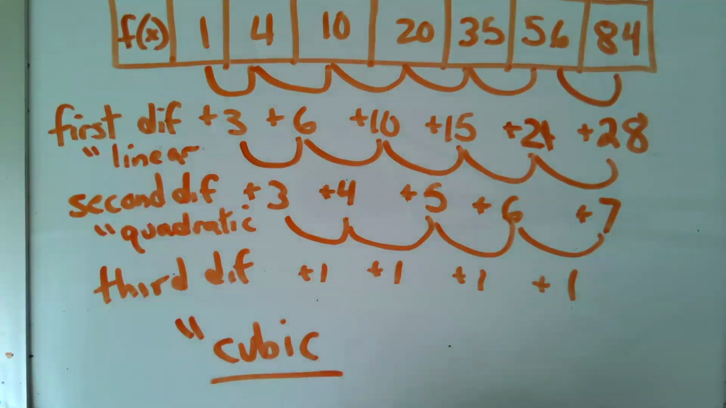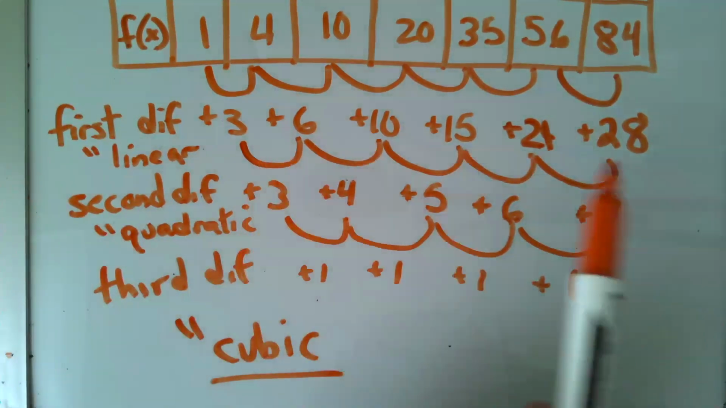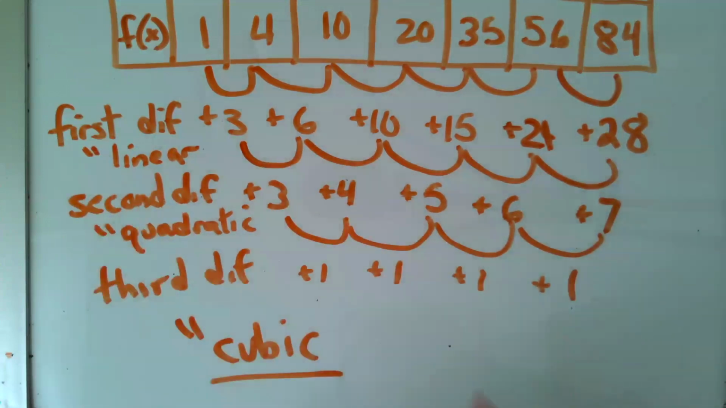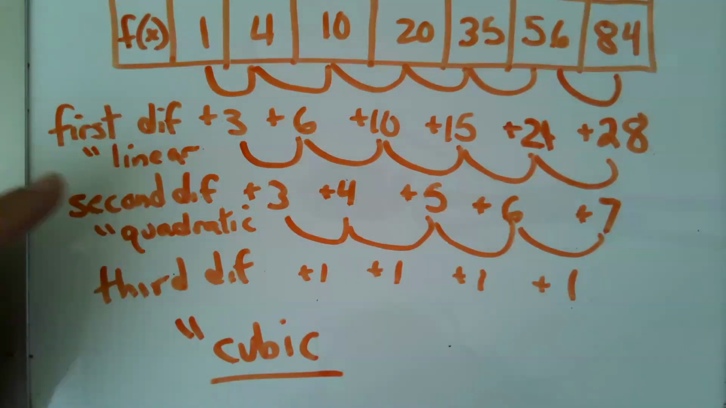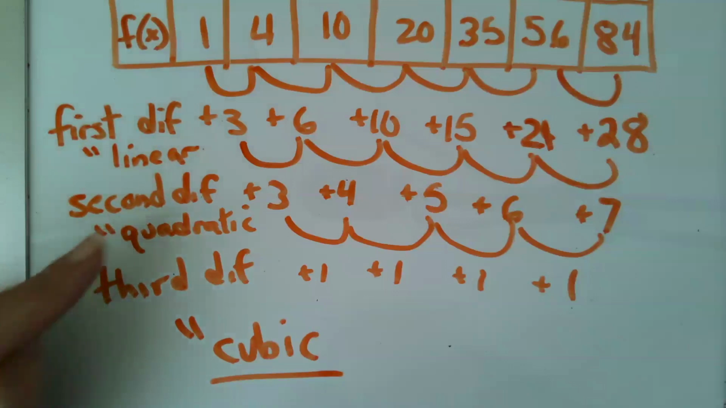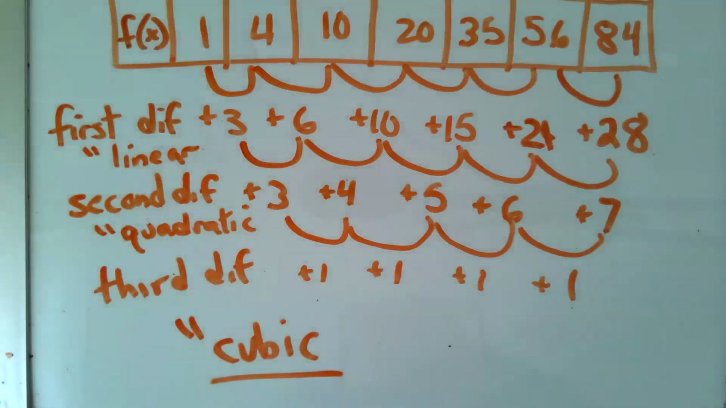So just to review, if the first differences are all the same number, it's a linear equation. If the second differences are all the same number, it's a quadratic equation. If the third differences are all the same number, which they are in this case, it's a cubic. Now, why did we do all of this? Because our graphing calculator has some pretty powerful tools, one of which is to do a regression. But you have to know whether to tell it to do a linear regression, a quadratic regression, or a cubic regression. So in this case, it's a cubic.